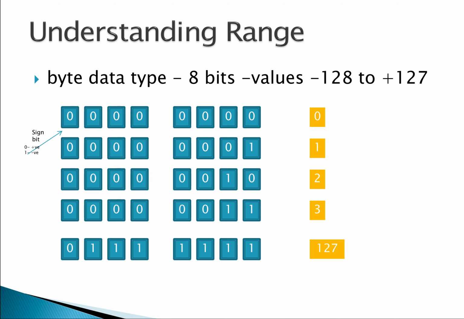So we'll come to understand how this range is formed. We said that with the help of the byte data type, I can store only numbers between -128 to 127. So how do we decide that? For that, we need to understand what is binary and what is decimal.